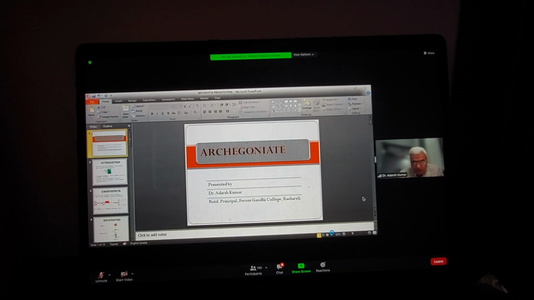Today my talk is on the Archegoniate. Archegoniate includes those plants which possess archegonium, the female reproductive organ, that is the egg and its accessory cells enclosed within the sterile jacket. My talk is entirely based on the syllabus of Pune University as sent by your faculty members.